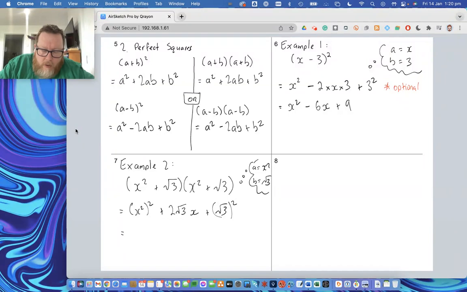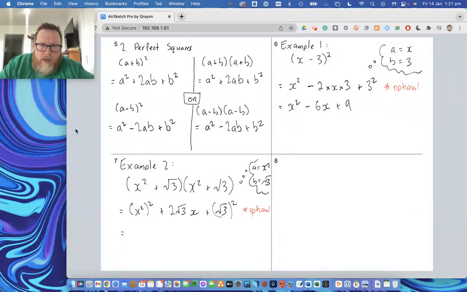Now again, once you get really proficient, this line may be optional to increase your efficiency, but it's only efficient if you're going to get the final answer right. So if you're not confident on it, definitely spend the extra time doing that middle line to make sure that you don't make any mistakes.